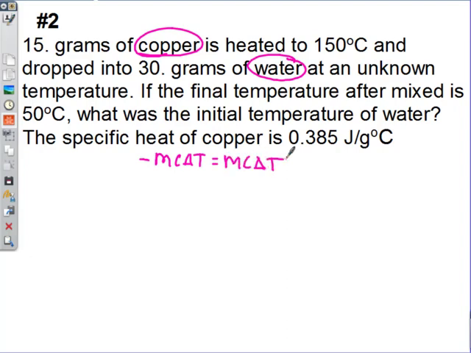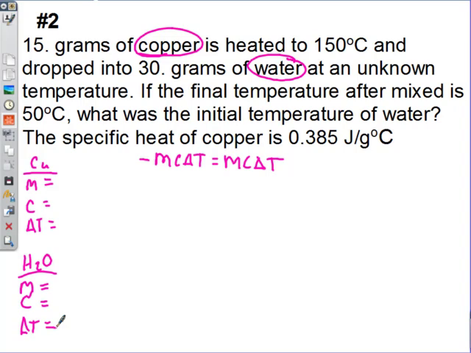Okay? So since I know I'm using this equation, I need to label everything that I have. On one side is going to be either the copper or the water, and the other side is going to be the opposite, so either the copper or the water. So let's label. Let's start with copper. I need an M, C, and a ΔT. And then for water, H2O, I need an M, a C, and a ΔT. There we go. And so we'll just start reading the problem.